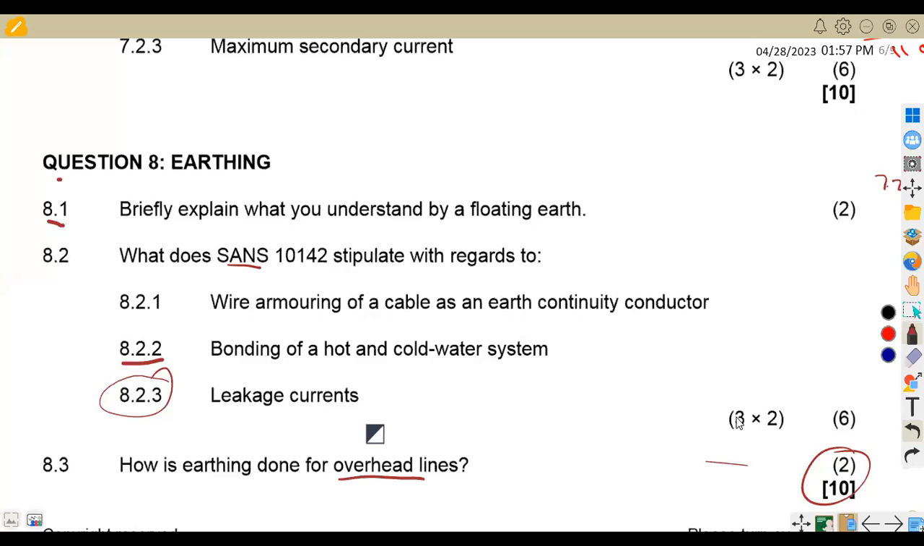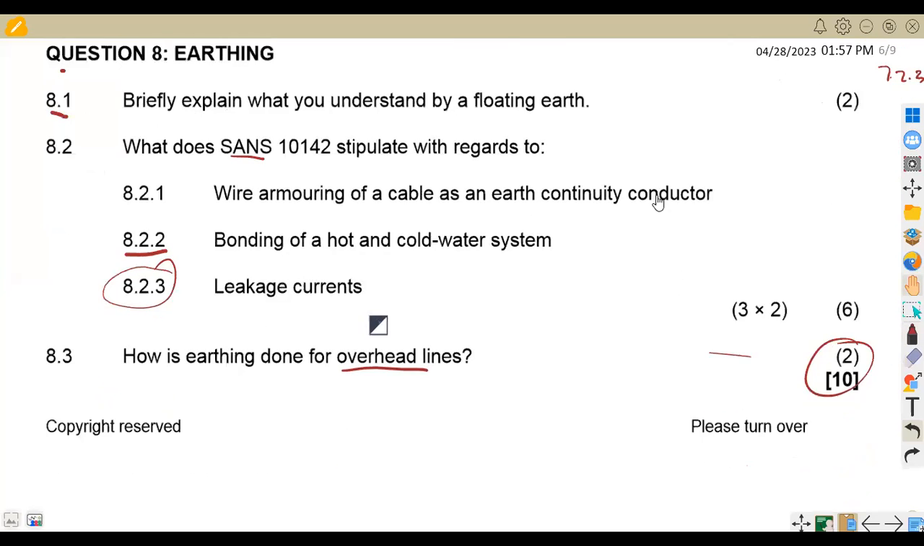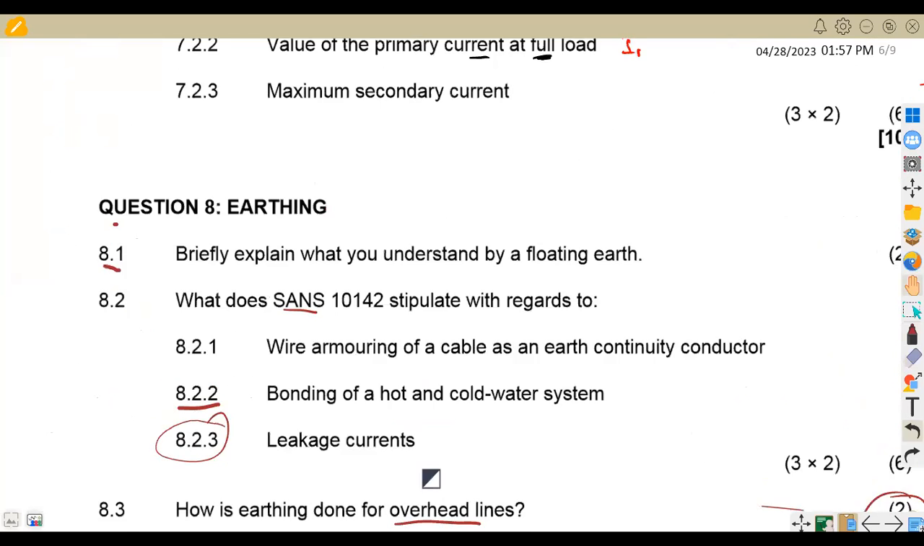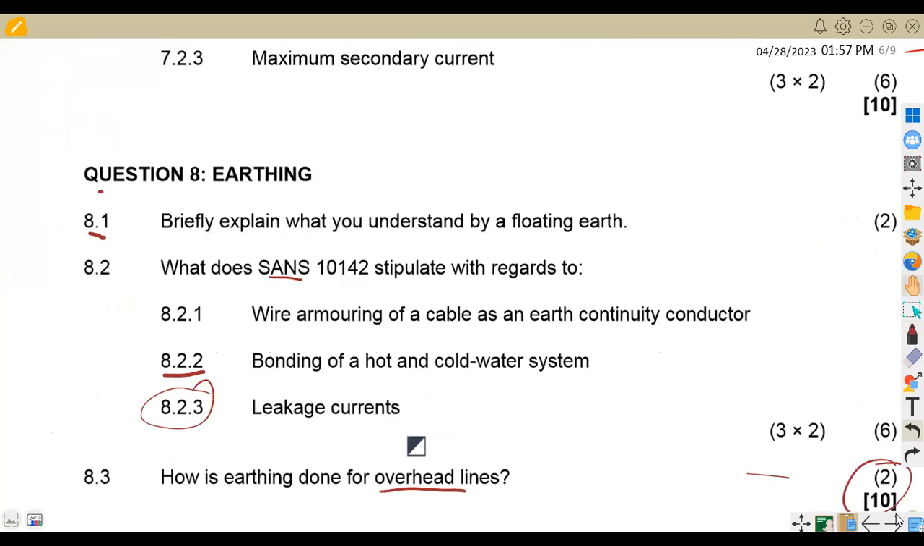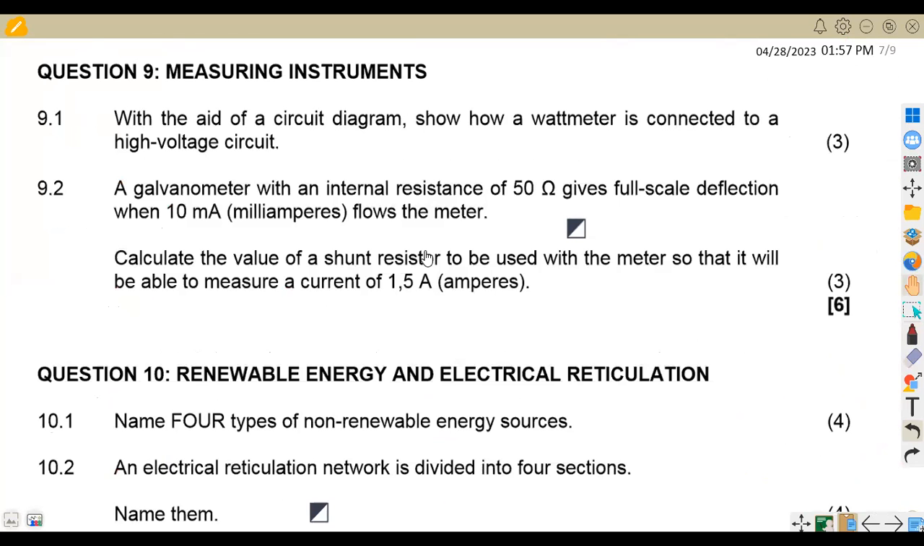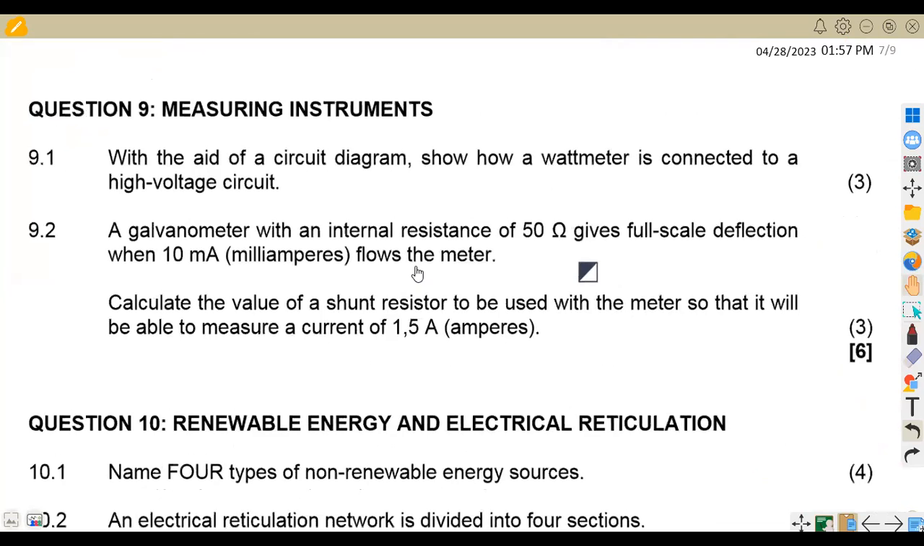In the issue of overhead lines, that is earthing of overhead lines in this case. All right, so that was our question 8, having a total of 10 marks. On question number 9, which is on measuring instruments, we are given: with the aid of a circuit diagram, show how a watt meter is connected to a high voltage circuit, which is actually 3 marks.